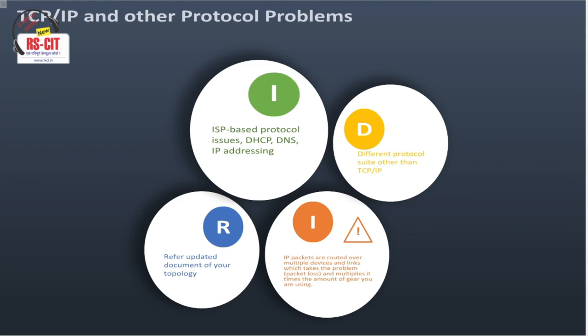At a high level, usually corporate networks, IP packets are routed over multiple devices and links, which takes the problem, that is packet loss, and multiplies it times the amount of gear you are using.